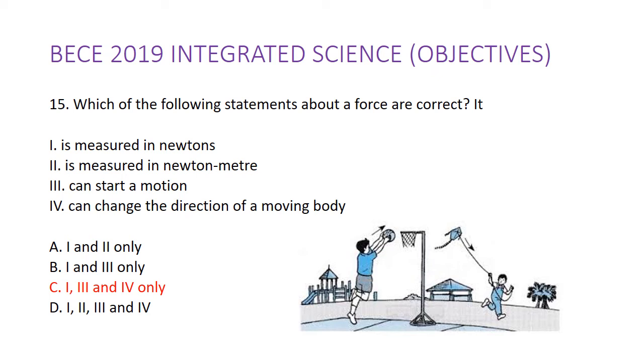You could also change the direction of a moving object. So if an object is moving in a particular direction, you could apply force to it and change its direction. So it means it's 1, 3 and then 4. You see the picture over there, the children playing with a kite. It can change the direction in which the kite is moving using the force, the pull from the boy himself.